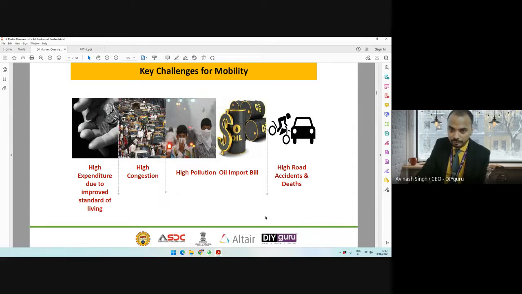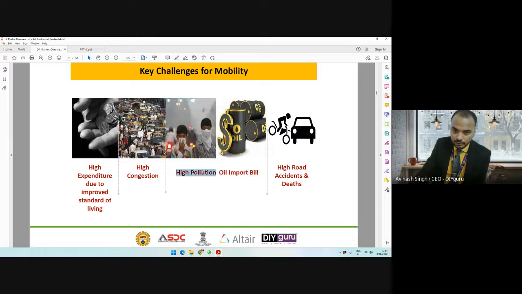Second is the oil import bill, right? We were discussing how the country's financial deficit is there in the case of importing oil, because dollars are getting spent in this. So that is also something we are actively looking to avoid, right? So the oil import bill has to be reduced. This is also a challenge for mobility.